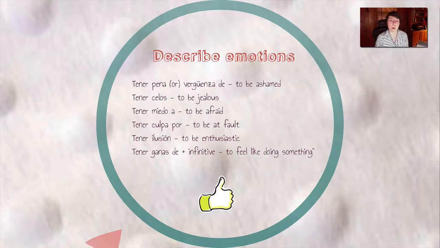Tengo culpa por. Tengo ilusión. Tengo ganas de. And here's another great moment that just like tener que with infinitive, we throw an infinitive on the end to say, oh, I feel like doing something. Tengo ganas de comer. I feel like eating. Tengo ganas de leer. I feel like reading. Tengo ganas de.